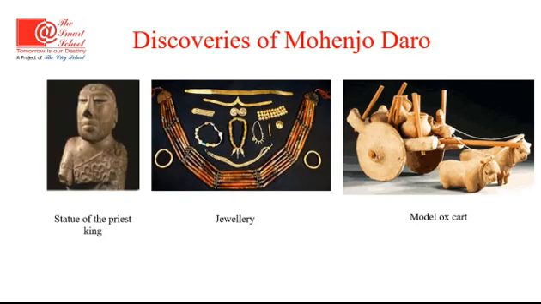Now let's see the discoveries of Mohenjo-daro. The statue of the priest king, you can see here in this picture. This is found from the Mohenjo-daro. Then this jewelry, it's found from Mohenjo-daro. And this is a model cart. This also is found from Mohenjo-daro. It seems to be a toy.